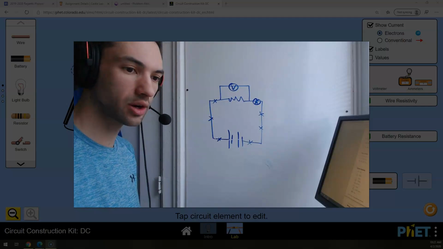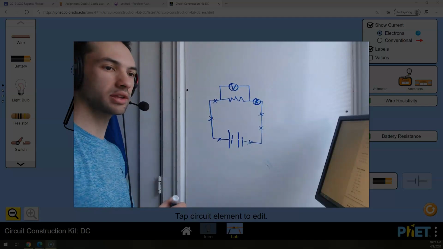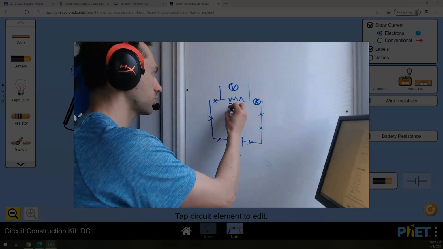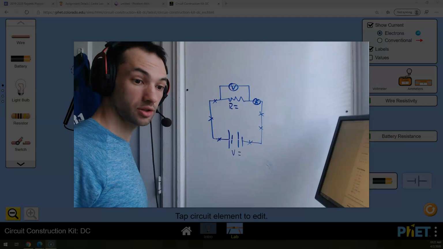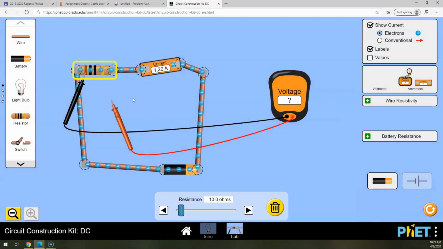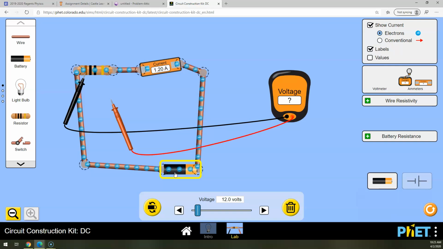Okay, let's just look at it quick. I wanted to calculate something. Well, we know the voltage of this battery and we know the resistance of this resistor. So let's go back and take a look at it, right? We said this was a 10 ohm resistor, and we said that the voltage in the battery was 12 volts.